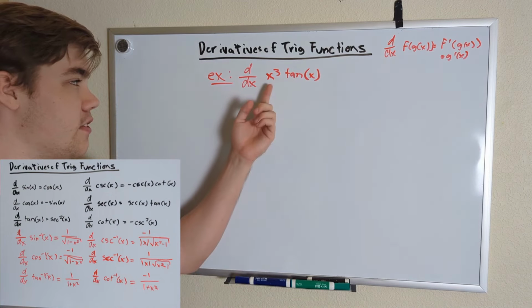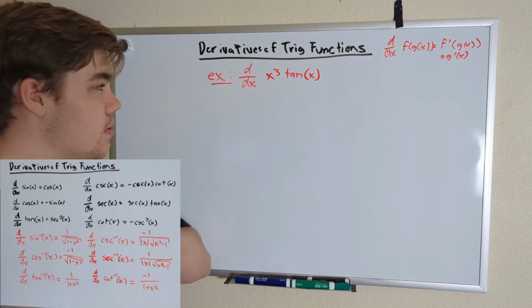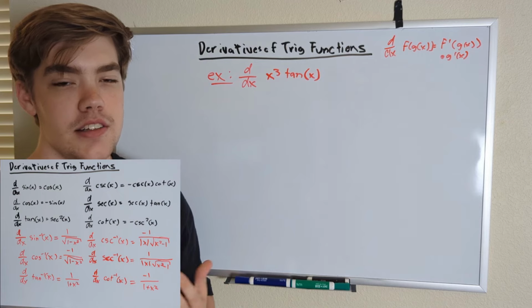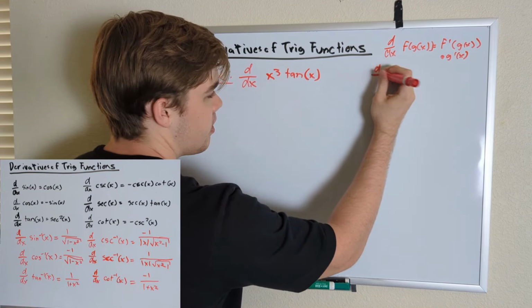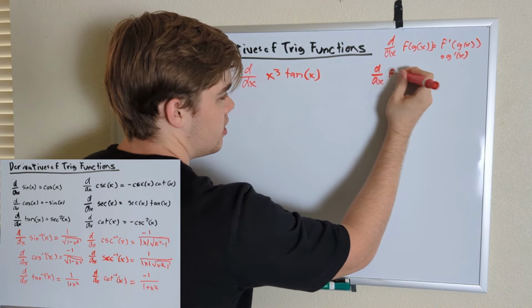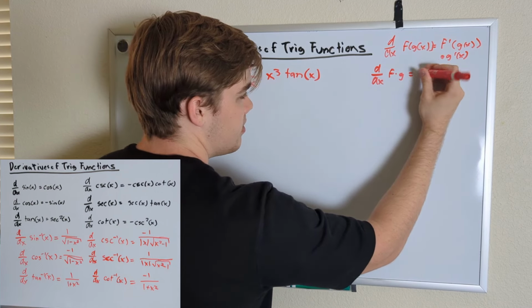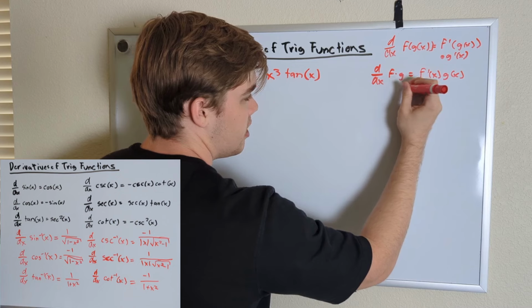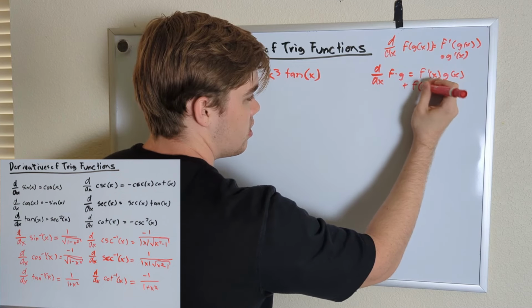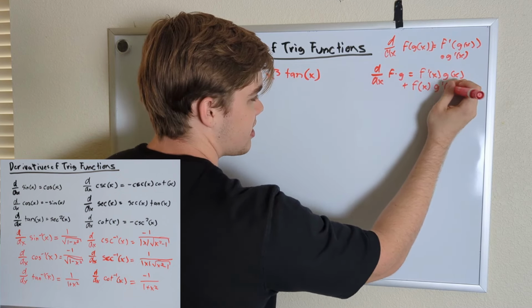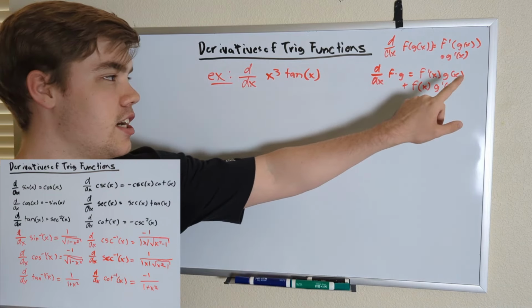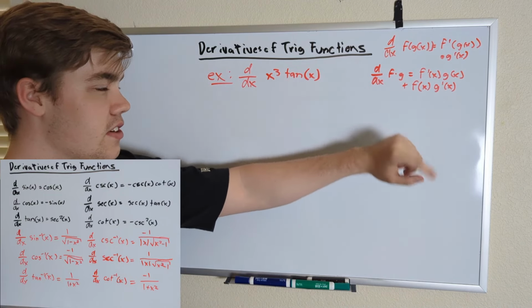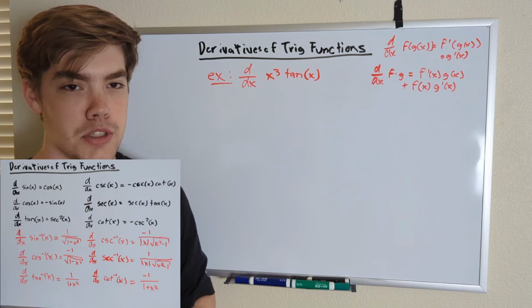You may notice that this function is one function being multiplied by another function, meaning that we need to use the product rule. Just as a reminder, the product rule is equal to f prime of x times g of x plus f of x times g prime of x, aka the derivative of the first function times the second function plus the first function times the derivative of the second function. So let's do that here.